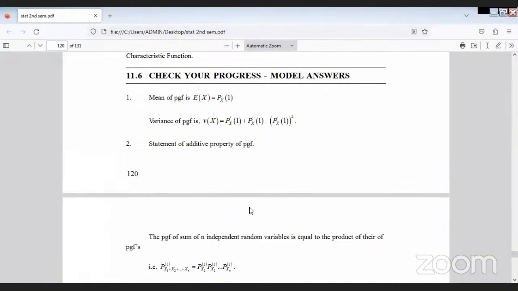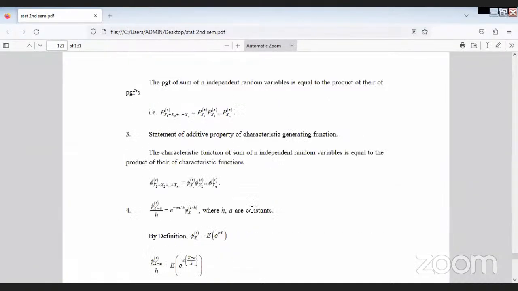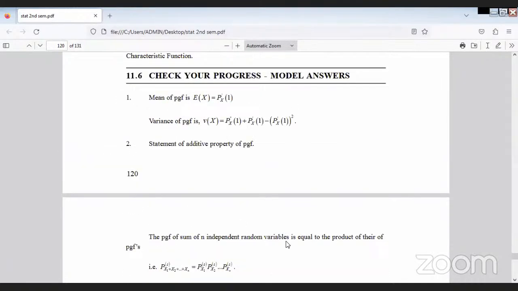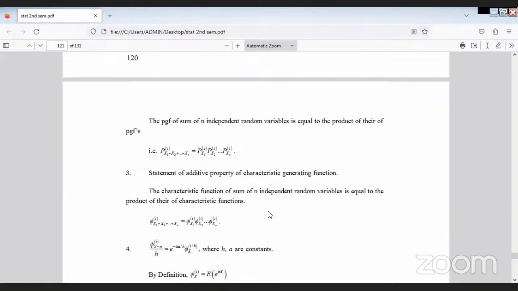You have to check your progress and the model answers also. One we have to check here: the mean of PGF is P dash of 1, and P of 1 is equal to 1. The variance of PGF is P double dash of 1 plus P dash of 1 minus P dash of 1 whole square. Statement of additive property: as already told, P of x1 plus x2 plus x3 and so on to xn is P of x1 times P of x2 and so on times P of xn. Statement of additive property of the characteristic function.